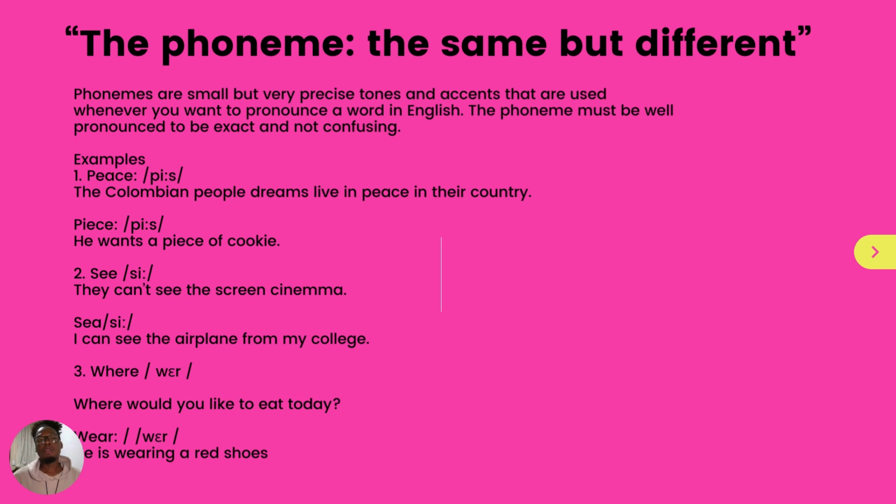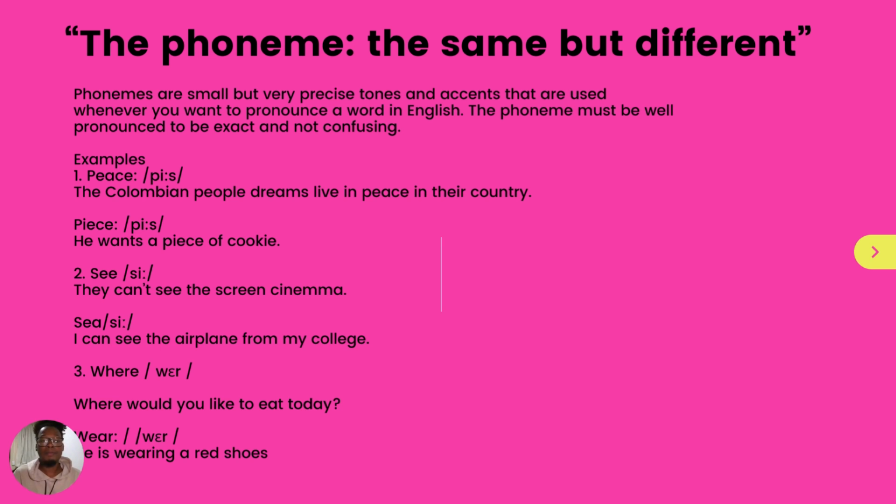Now we're going to study the expression: the phoneme, the same but different. About that, we have to say phonemes are small but very precise tones and accents that are used whenever you want to pronounce a word in English. The phoneme must be well pronounced to be exact and not confusing.